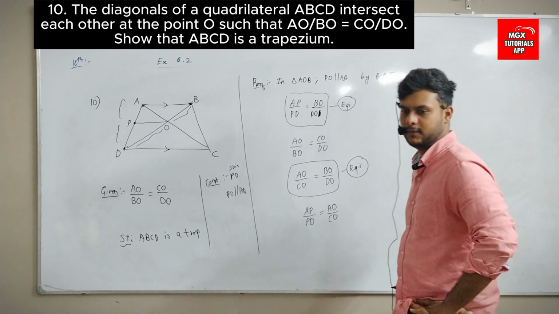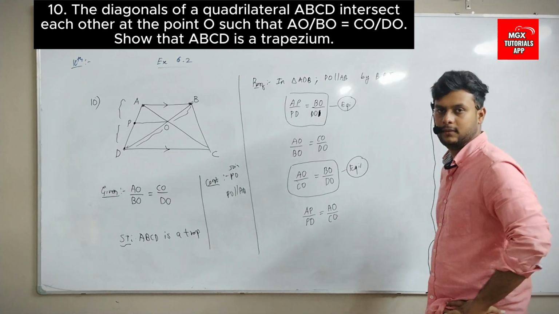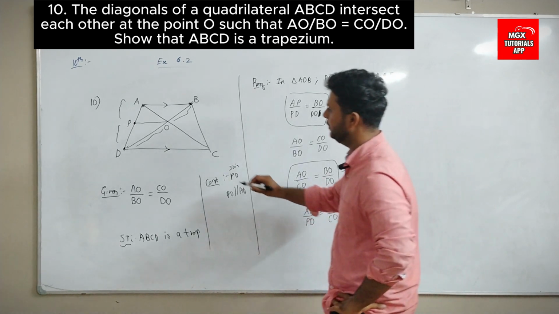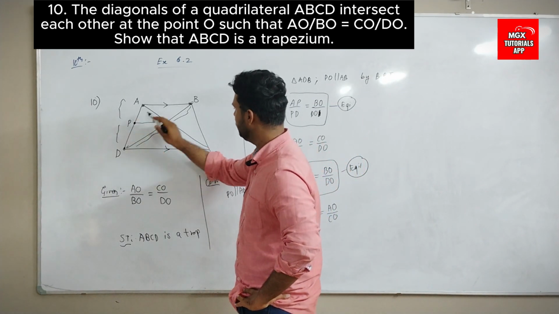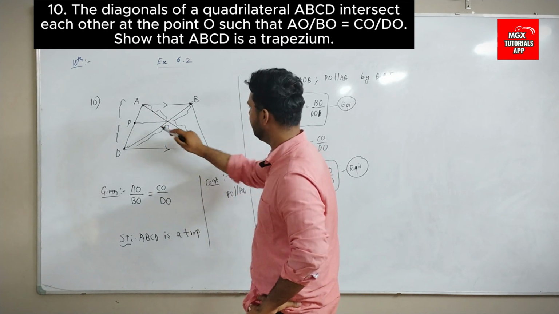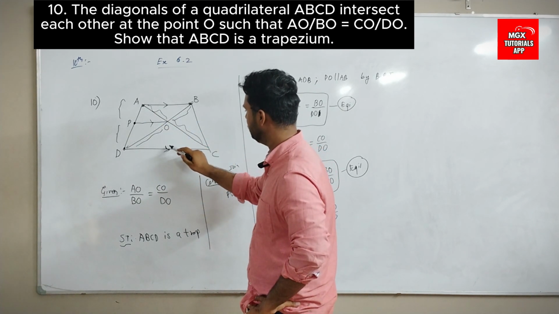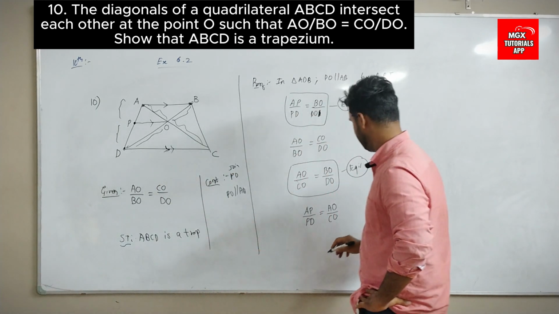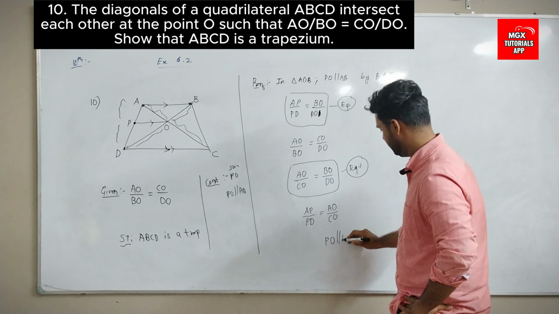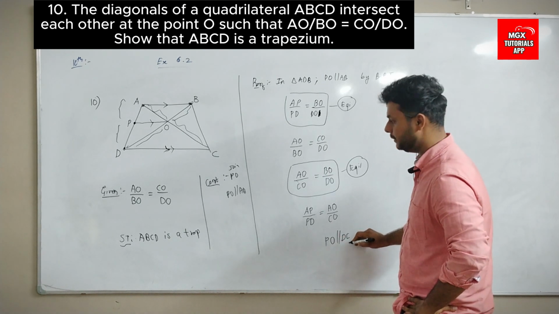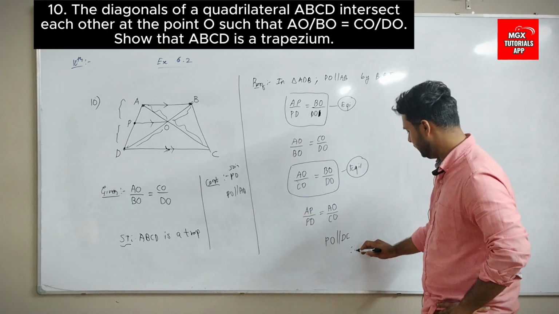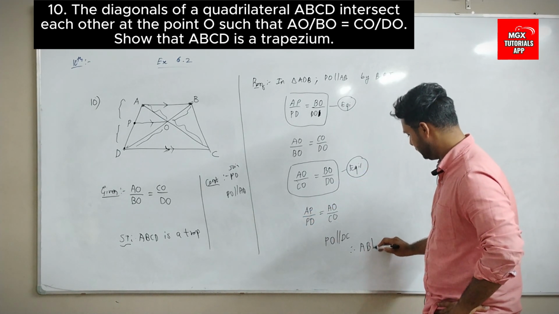If AP by PD is equal to AO by CO, then PO is parallel to what? DC. Then PO is parallel to DC. If PO is parallel to DC, PO is also parallel to AB. Therefore, AB is parallel to DC.